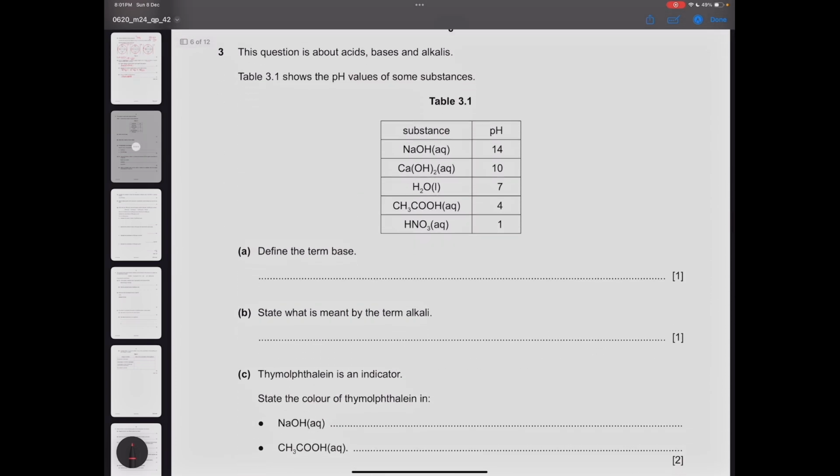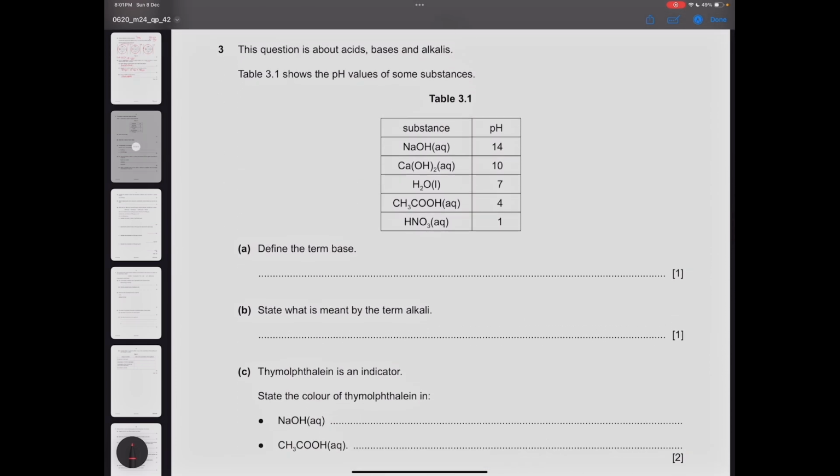Now, next question. This is a question on acid bases, our favorite. Define the term base. We know that bases are proton acceptors. You just mention proton acceptors. State what is meant by the term alkali. We know that bases are there. Now there are some soluble bases which are soluble in water, and there are insoluble bases. So what are alkalis? Alkalis are bases which are soluble in water. So just mention soluble in water, or you can just mention a soluble base.